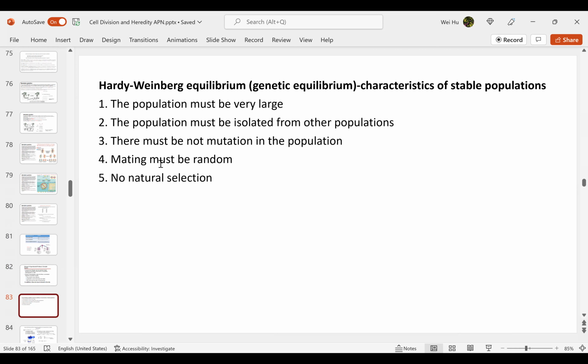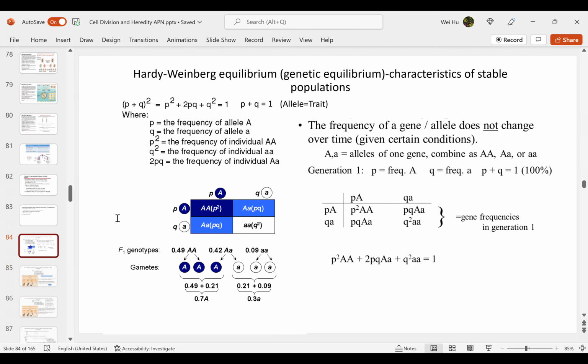Number three, the mating must be random. You don't have sexual selection. And you don't have environmental pressure. That's why we use Drosophila instead of trees, because trees have a lot of environmental pressure. So you have to meet these five criteria in order to use the Hardy-Weinberg equation. So now let's do it.